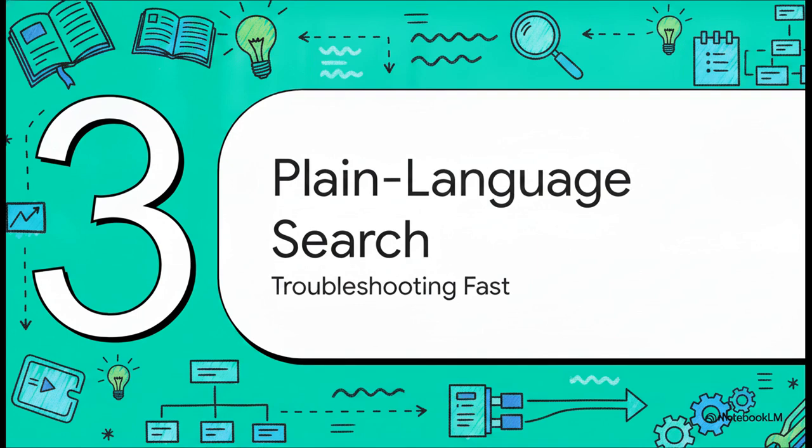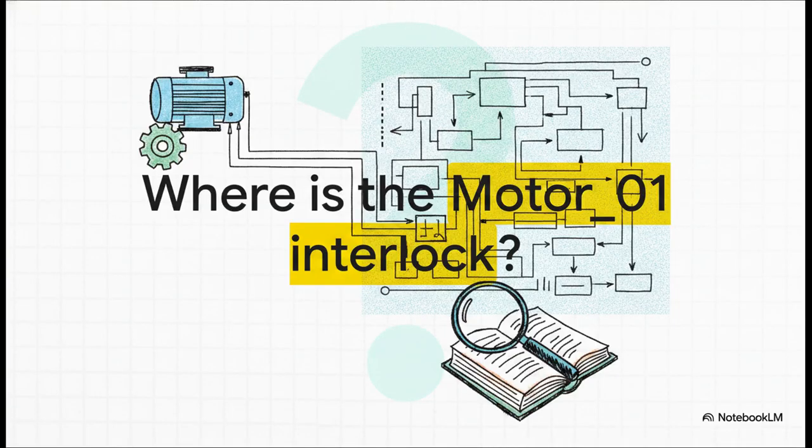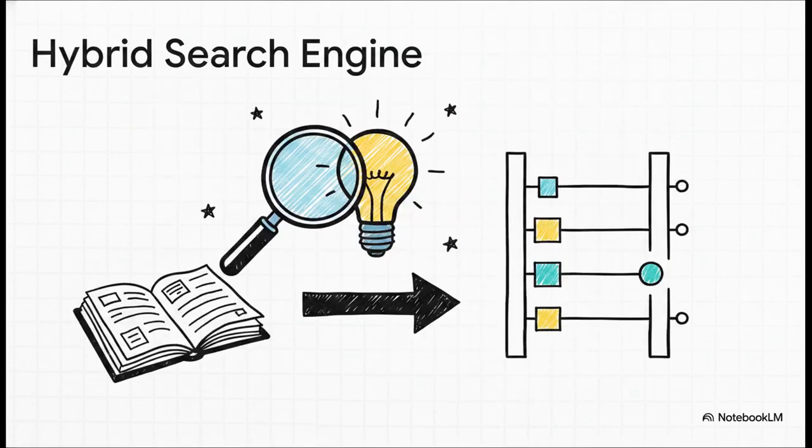Section 3, plain language troubleshooting. Let's look at how this totally transforms your daily troubleshooting. Picture this. A fault trips, and you need answers right now. Instead of endlessly scrolling through thousands of lines of logic, you can just ask a natural, plain English question. Something as simple as, where is the motor_01 interlock? Now, how it actually finds that answer is what's really fascinating. It uses a hybrid retrieval method. So it's looking for the exact tag names you typed, sure, but it's also understanding the actual intent behind your question. It pulls in tag descriptions straight from your symbol catalogs to get the full context, and then returns the exact program and rung references.